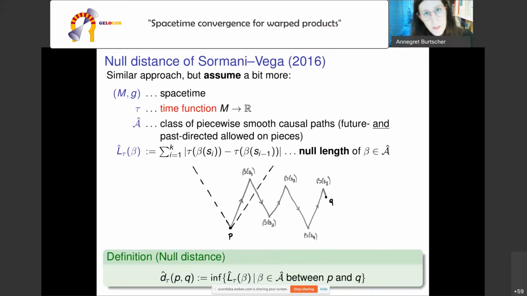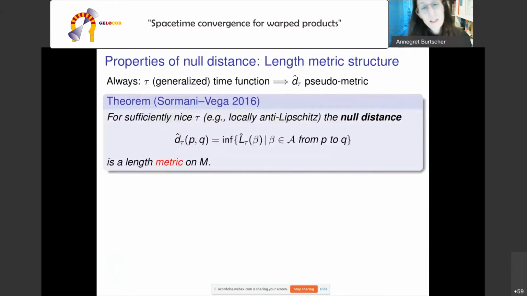And of course, the first question that you want to ask, well, is it a metric, right? That's what we want. And so you see that in general, even if you use a generalized time function, already you get a pseudometric. And whether it is a metric or not, that depends crucially on how good your time function is. And Sormani and Vega have already studied this in detail for what kind of time functions you can expect to obtain a metric. And indeed, for instance, for these locally anti-Lipschitz time functions, you get a length metric.